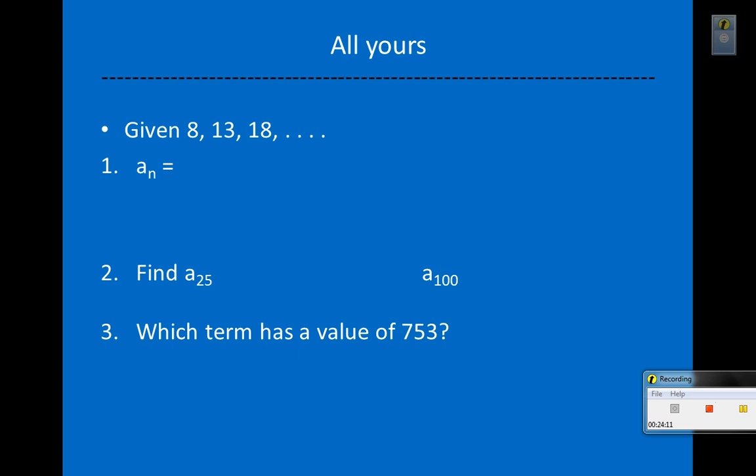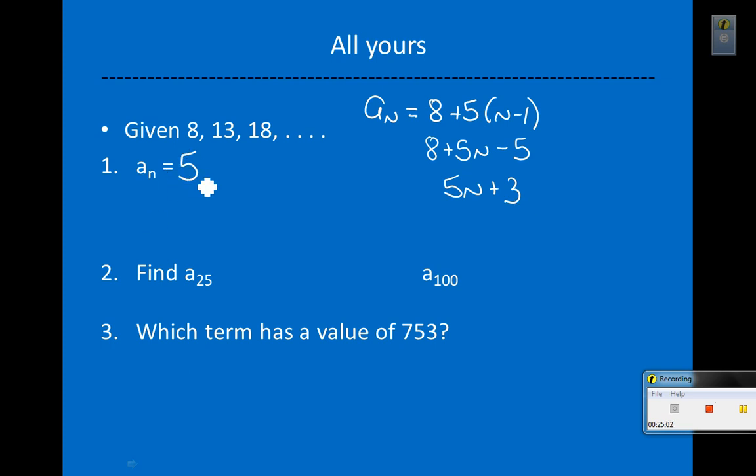Okay, if you paused it or not, here's what it should look like. You should have went a sub n equal 8 plus 5 times n minus 1. And then you should have went 8 plus 5n minus 5. And then you should have had 5n plus 3. So my formula, a sub n equal 5n plus 3. I'm going to plug in a 1 and make sure I get an 8. I'm going to plug in a 2 and make sure you get 13.